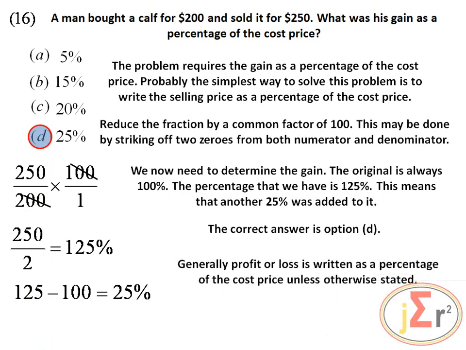Generally, profit or loss is given as a percentage of the cost price unless otherwise stated. All the time that you are making your calculation, if there is no statement, I guess right here we did not have to apply our general knowledge because we have what is the gain as a percentage of the cost price. But unless otherwise stated, the gain or loss is always as a percentage of the cost price, unless otherwise stated.